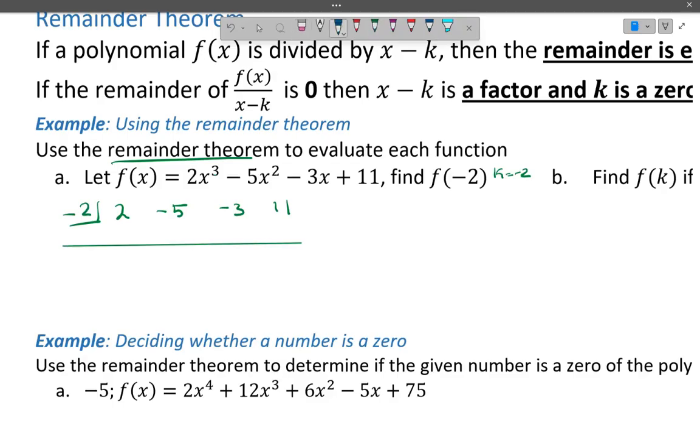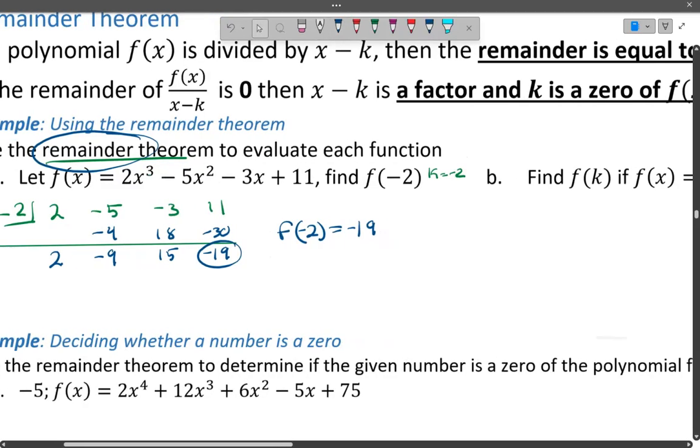So we'll go through the process. We're going to add, multiply, add, multiply, add, multiply, and then add, and we get to the end. Our remainder is negative 19. Remember, we're using the remainder theorem. So, since the remainder is negative 19, that means f of negative 2 equals negative 19.